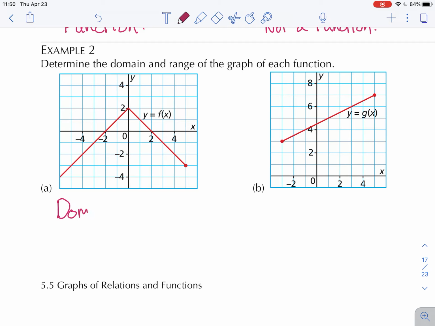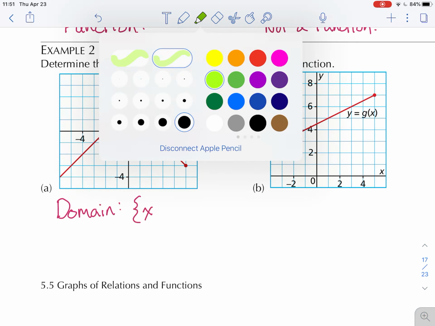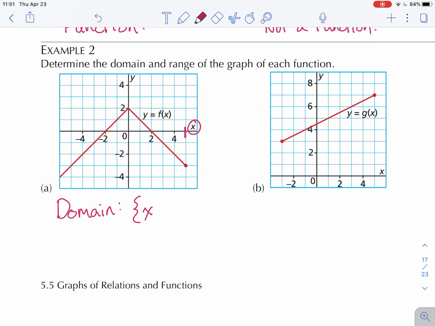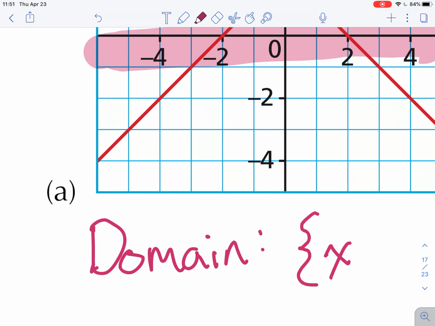Determine the domain and range of the graph of each function. All right, so our first graph, we're going to start with the domain. I usually just put a D down for domain. The domain is our x value. So we always start domain like this, x. Now we look on our x-axis. How far left does x go? And then we take a look at where is x? X is all over there.